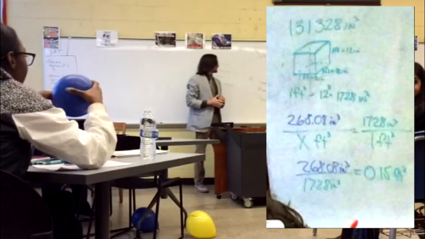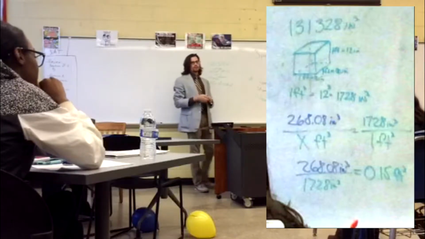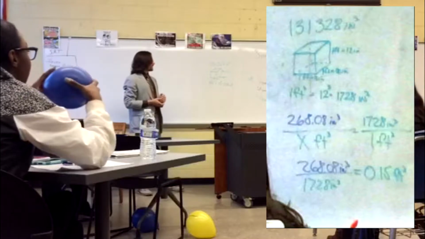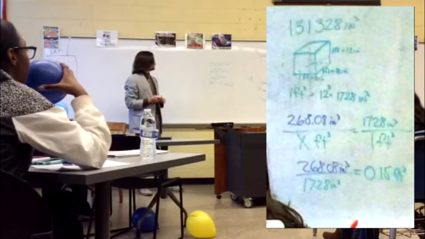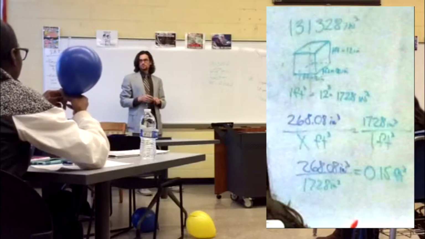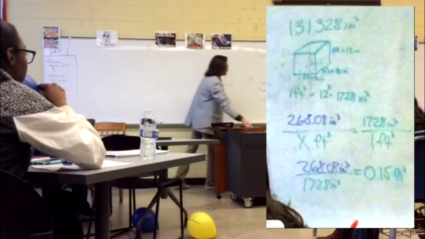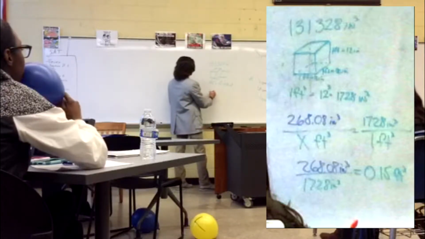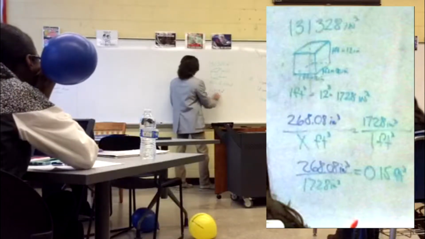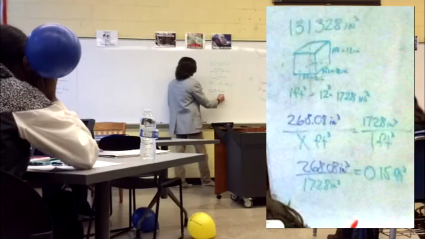Just out of curiosity, if you were at 268.8 cubic inches and you wanted to go down to feet, what would you do? You would divide it by 1,728. Well, I mean, you would get that. So let's make a little proportion for ourselves. We have 268.08 cubic inches, and we want to know how many cubic feet that is.